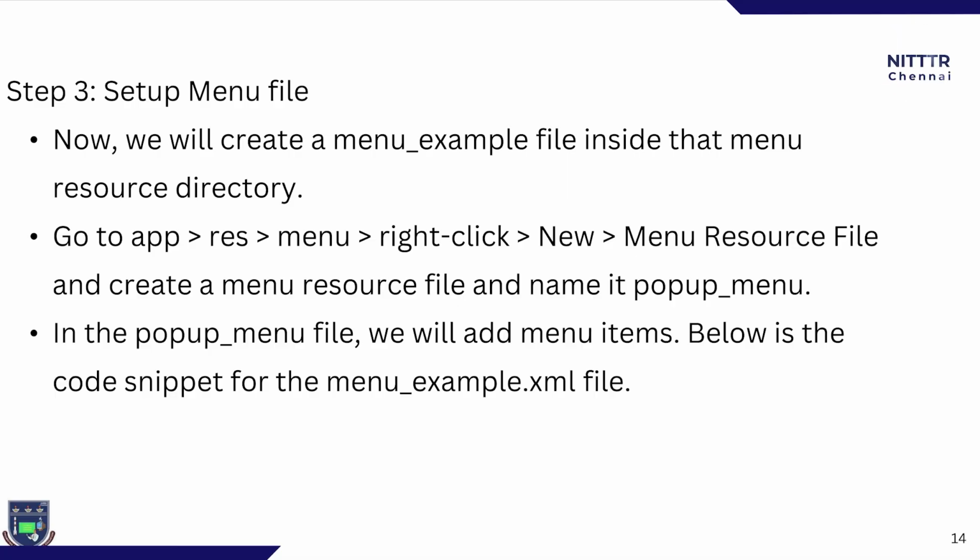Here we will create the menu example file inside that menu resource directory. For that, go to the application, select the res folder, then select menu, then right click and select New, Menu Resource File, and name it popup menu. In the popup menu file, we will add the menu items. Next, we will explore the code of the menu example.xml file line by line to understand how these attributes work together to structure the options menu effectively.